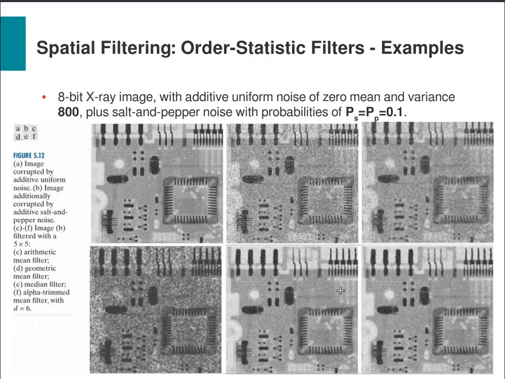And finally we have the alpha trimmed mean filter with d being 6. So in any 5 by 5 neighborhood we remove the 3 lowest intensity values and 3 highest intensity values, and then we calculate the mean. When you compare it to the median filter and any of the other filters, you see that the alpha trimmed mean filter is able to produce a much sharper result with less blurring of the edges or narrowing of the boundaries.